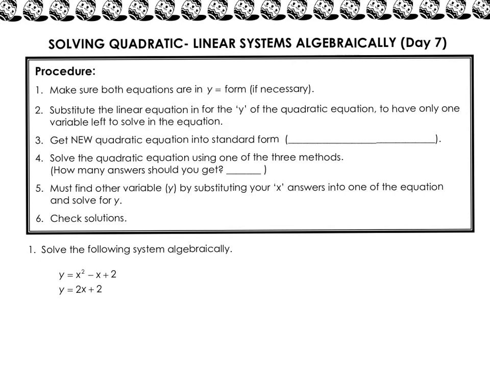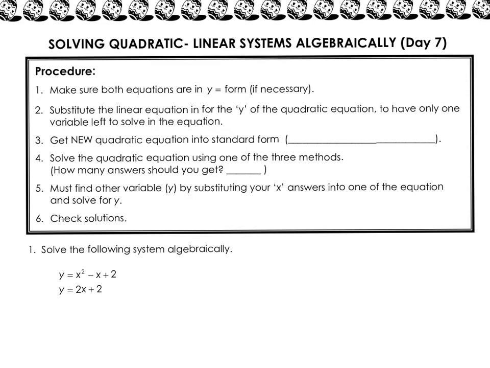So the procedure to solve algebraically for a quadratic and a linear is to first make sure that both equations are in y equals form. So this is necessary. Then you're going to substitute the linear equation in for the y of the quadratic equation so that you only have one variable left to solve in the equation. You've substituted the equation in place of y, so the y's are no longer in the equation.